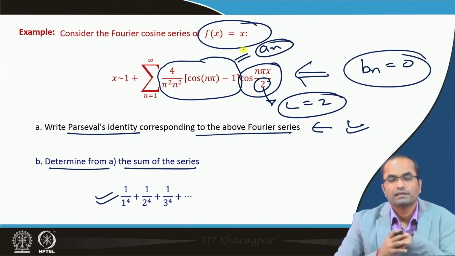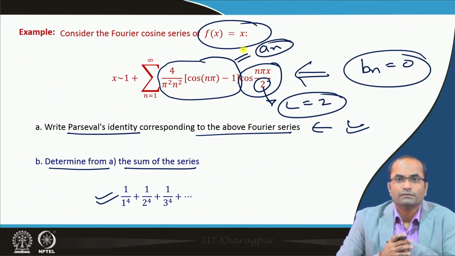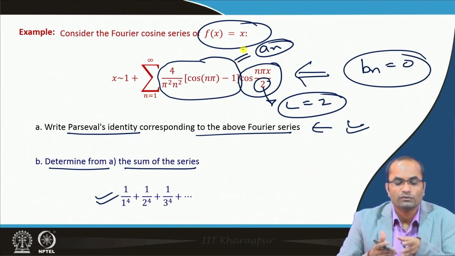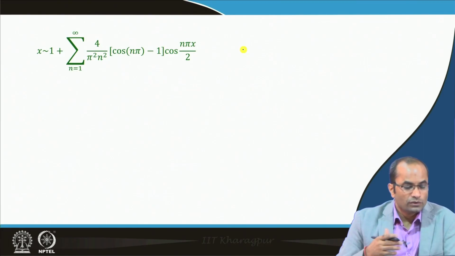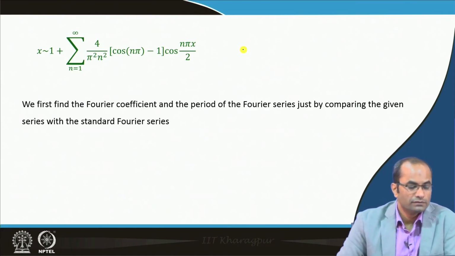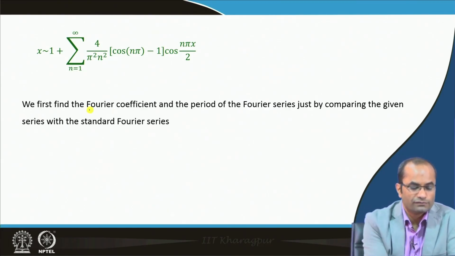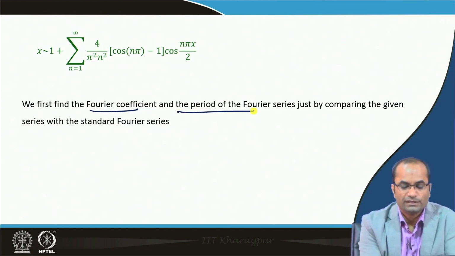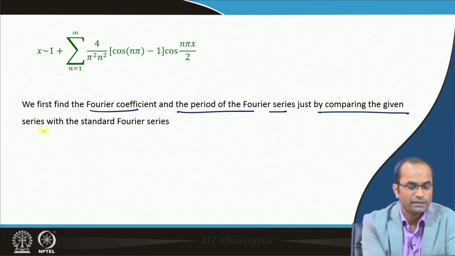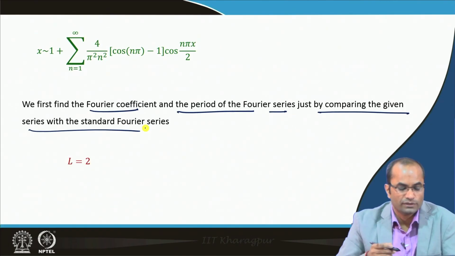So, without being explicitly given in the problem, we can extract from the given Fourier series all these coefficients an's, bn's, and also this interval L. So, having this Fourier series, we first have to find the Fourier coefficients and the period of the Fourier series just by comparing this with the standard Fourier series.